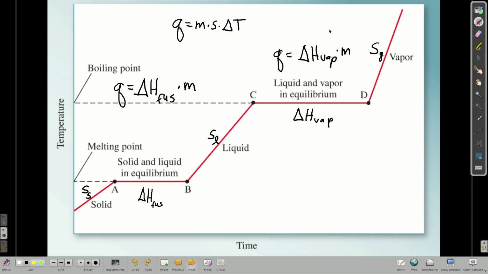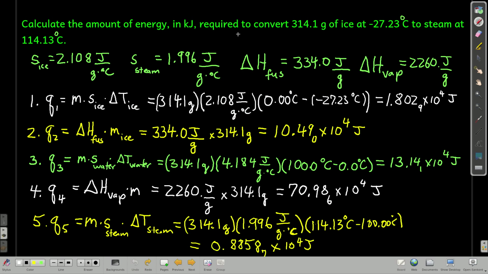So we're going to take some ice, 314.1 grams of ice, and we're going to start at a temperature below its melting point, negative 27.23 degrees Celsius. We want to convert it to steam at 114.13 degrees Celsius. We want to know how much energy it takes in kilojoules to do this. Information that you need to know: the specific heat of the ice, the specific heat of the liquid, but you know that it's water, so it's 4.184 joules per gram degree Celsius.